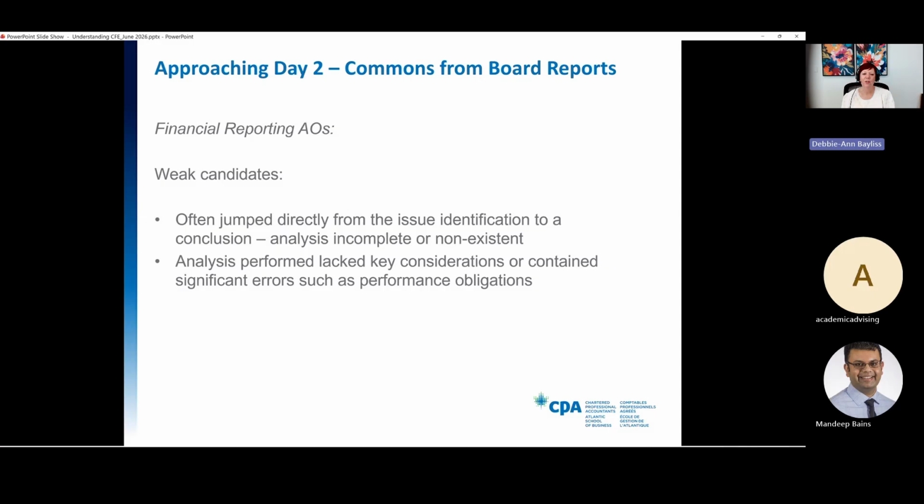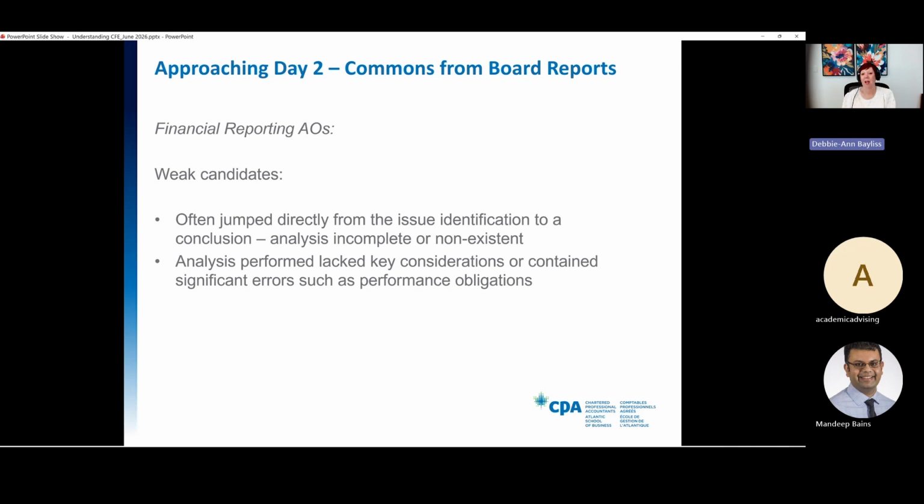On the other hand, weak candidates did their issue statement and then just jumped right to the conclusion. There was limited or incomplete analysis. You will not achieve a competent response even if your recommendation is right. The marker needs to see your rationale.